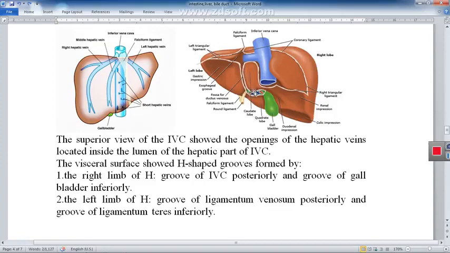and connected by a transverse limb. The right limb is formed by the groove for the inferior vena cava and the groove for the gallbladder, while the left limb is formed by the groove of ligamentum venosum and the groove for ligamentum teres. The left limb and the right limb, which are grooves, are connected by a transverse band, which is the hilum of the liver, or called porta hepatis, containing the bile duct, hepatic artery, and portal vein that are arranged in VAD arrangement. The vein is posterior, the artery is in the middle, and the duct is anterior, VAD arrangement.